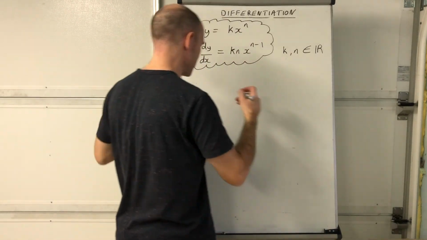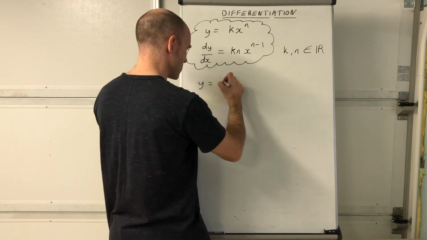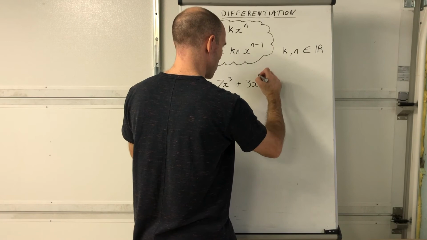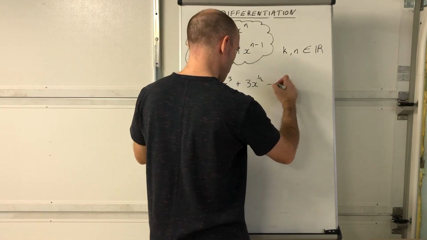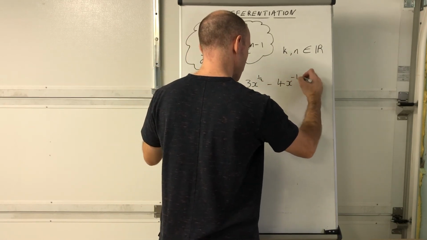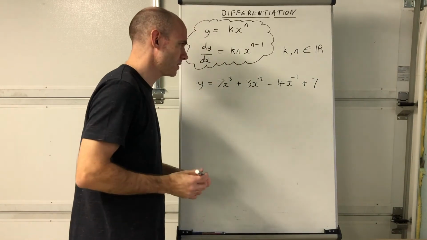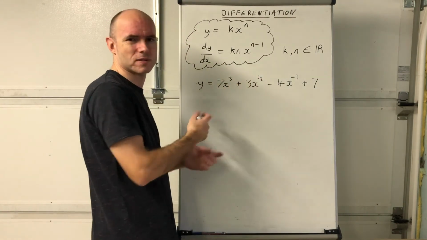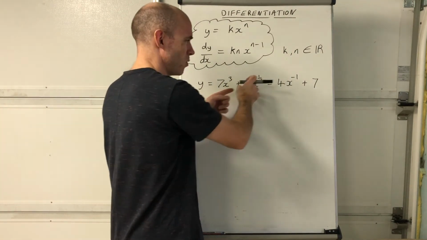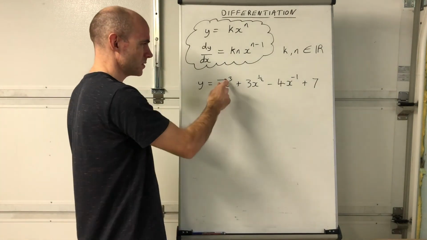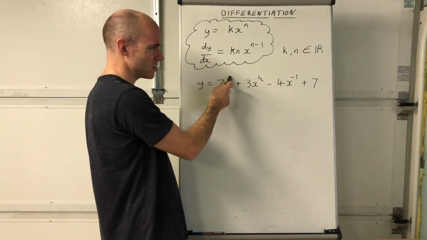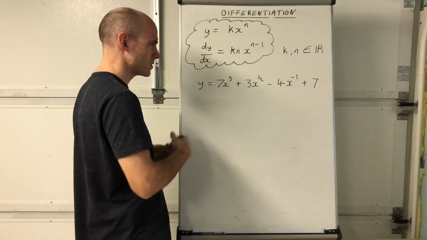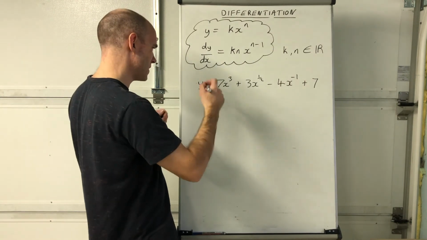So like this one, for example, when we have y equals 7x cubed plus 3x to the power of 1/2 minus 4x to the power of -1 plus 7. Not a nice looking function, but there you go. What I've done is I've just put together 4 different terms that make use of different powers of x. So I've got a positive integer there, a negative integer there, a fractional value there, and a constant on the end. Because that covers pretty much everything you can get in terms of differentiation.